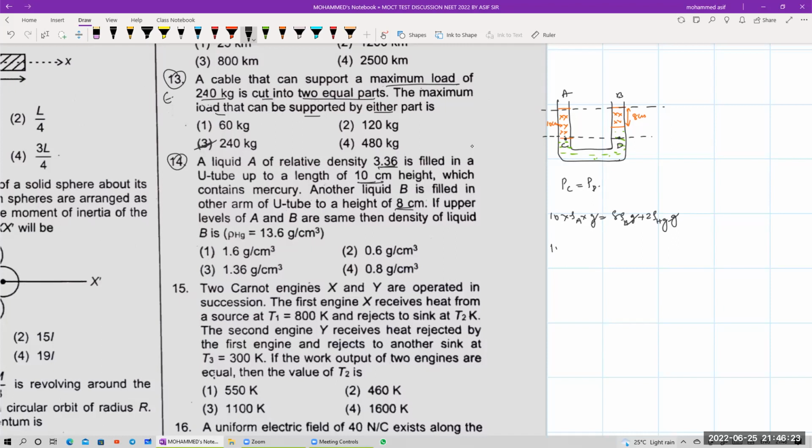So it is 10 into density of this one, which is given as 3.36, that equals 8 into density of B plus 2 into density of mercury, which is given as 13.6. So from this you calculate the density of B. That will give me the answer. Important model bit. See how much I'm getting.